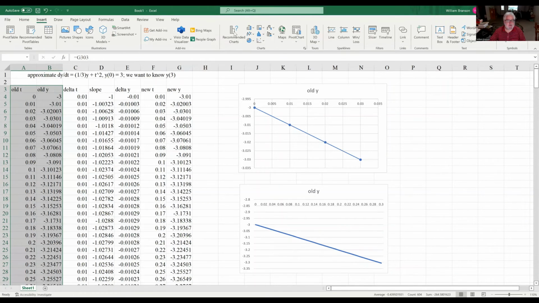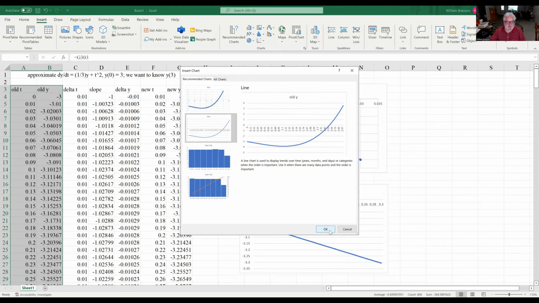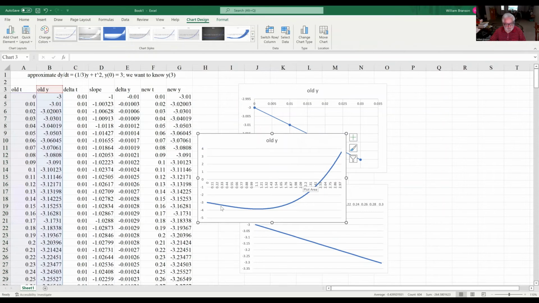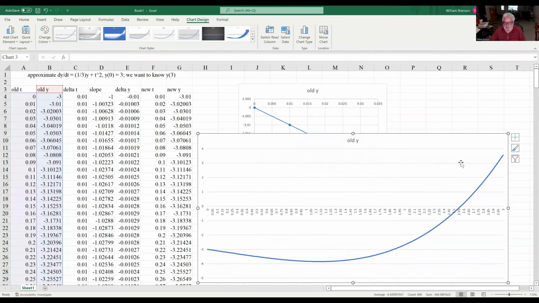insert. We can insert a chart. Let's do the line chart instead of the scatter chart. We now have a pretty nice, reasonably accurate graph of what the solution curve looks like. And it looks more or less like that. We're still a little bit short there because Euler's method can't quite make this turn around the minimum as fast as the solution to the differential equation does, but it does not too bad.